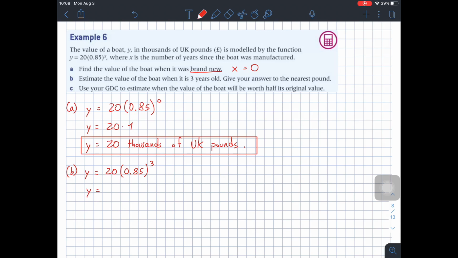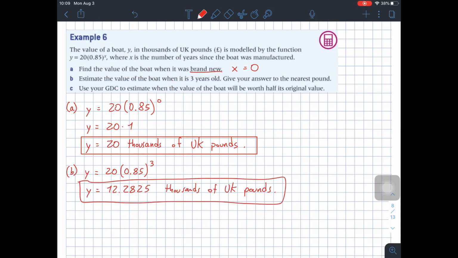20 times 0.85 to the power of 3. I get a value of 12 point, I'm going to write the exact value, 2825 thousands of UK pounds. So you see, there's something interesting but real here. As time passes, what happens to the value of the boat? The value of the boat decreases, right? It's getting less worthy than it was when it was brand new, which is something completely logical, something that occurs in real life.